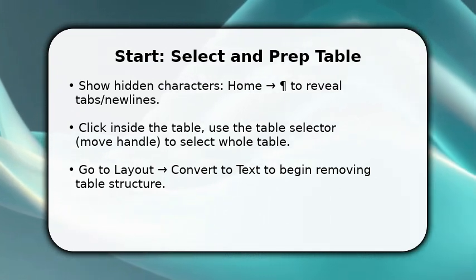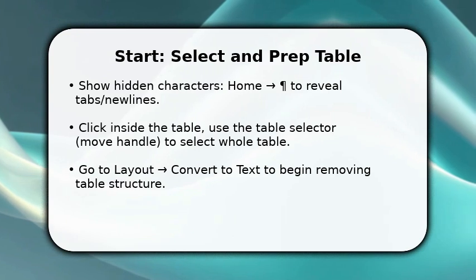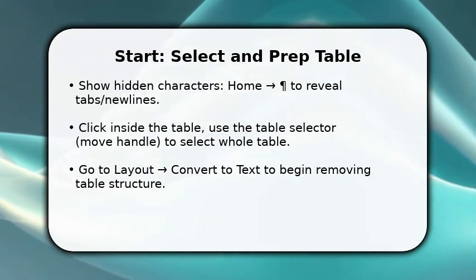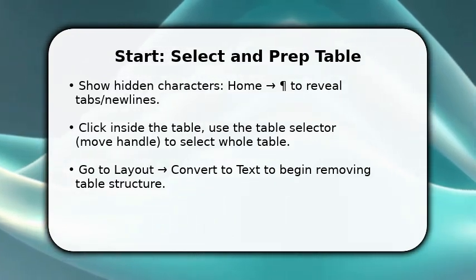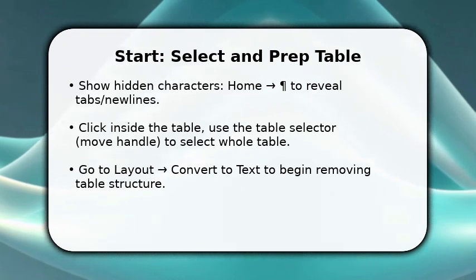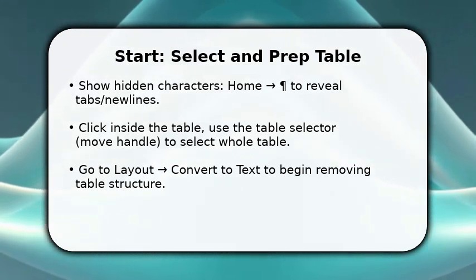This changes cells to plain text separated by your chosen delimiter. Do this now so you preserve content while removing the grid. This is faster and safer than deleting and recreating text manually.